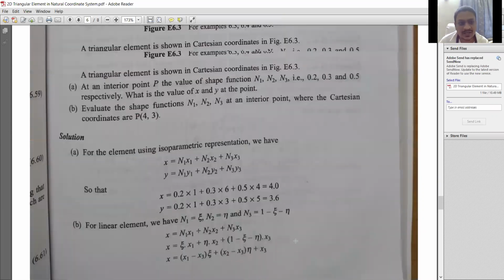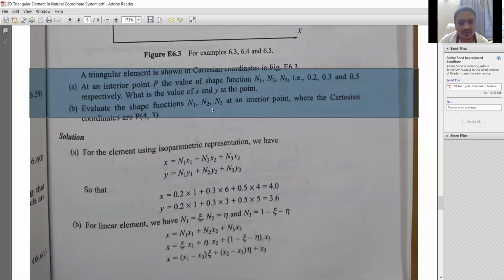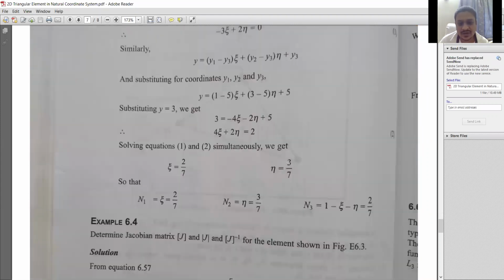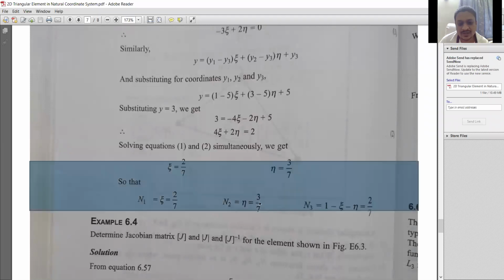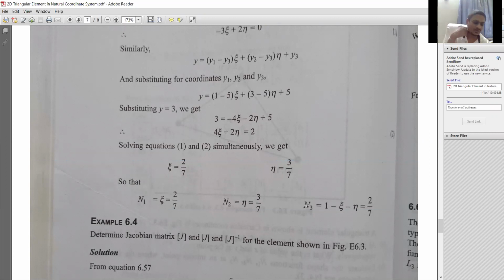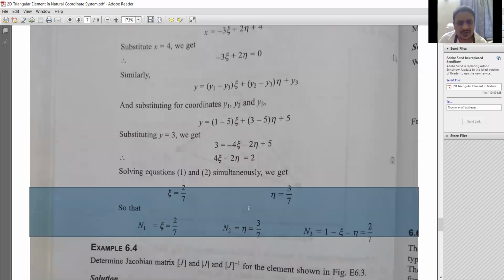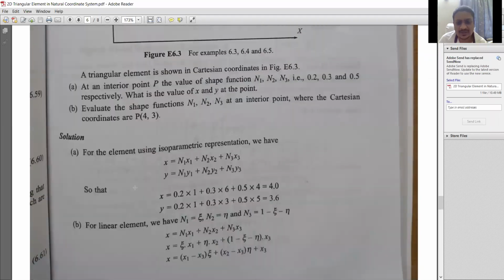So this is what is asked, that is, what are the shape functions N1, N2 and N3. N1 is nothing but xi, so this is 2 by 7. N2 is nothing but eta, that is 3 by 7. Whereas N3, what is it? You know that N1 plus N2 plus N3 is always 1. So N3 is 1 minus xi minus eta, and it comes out to be 2 by 7. So this is how we can solve the second portion of the problem.